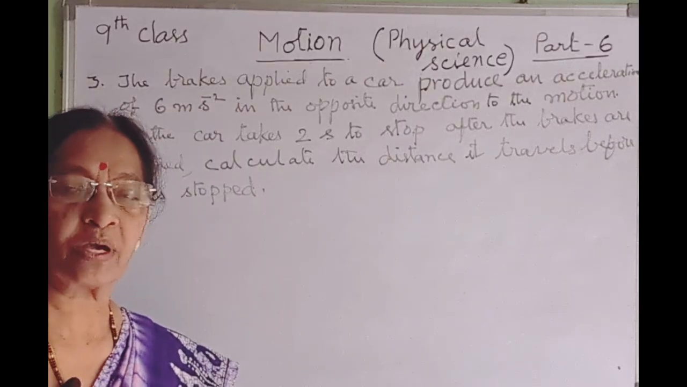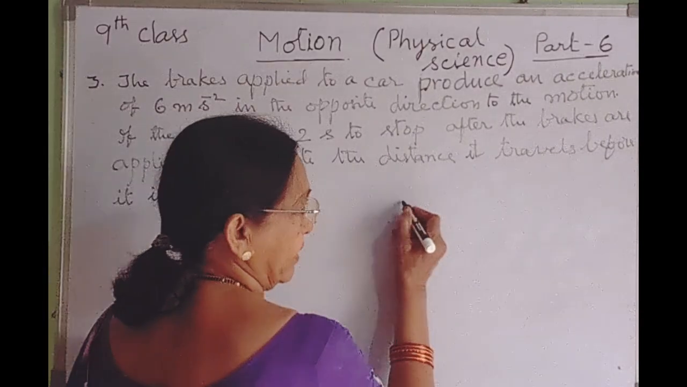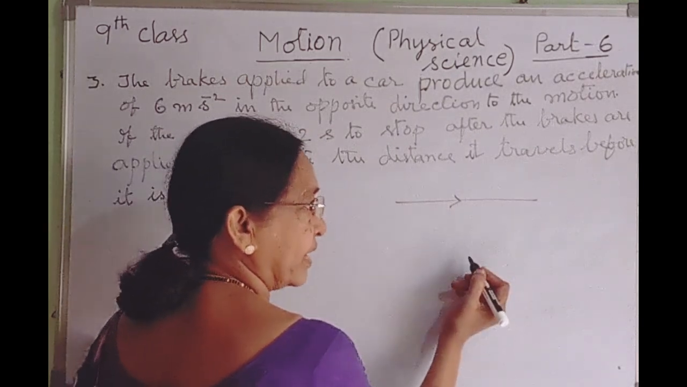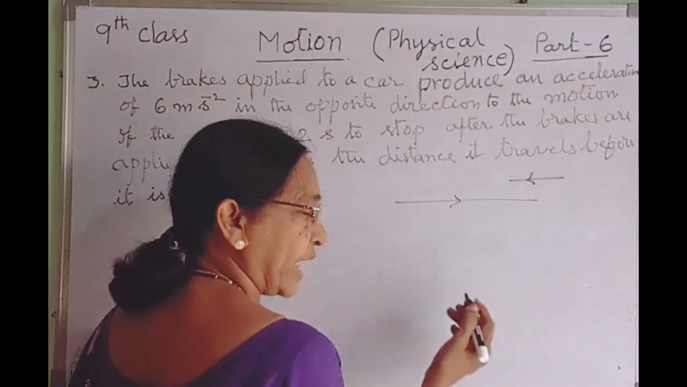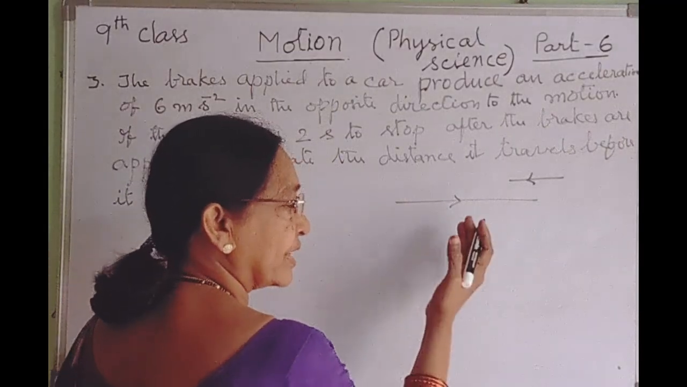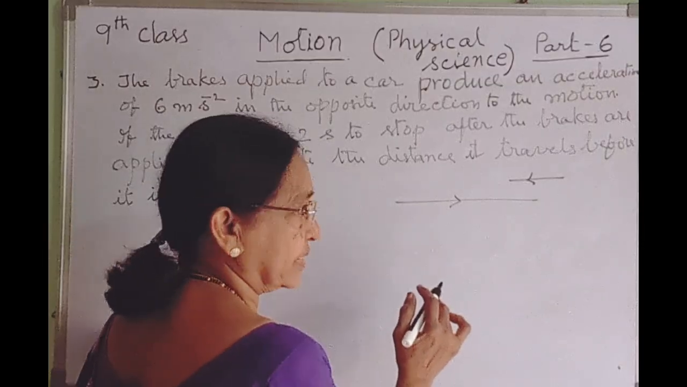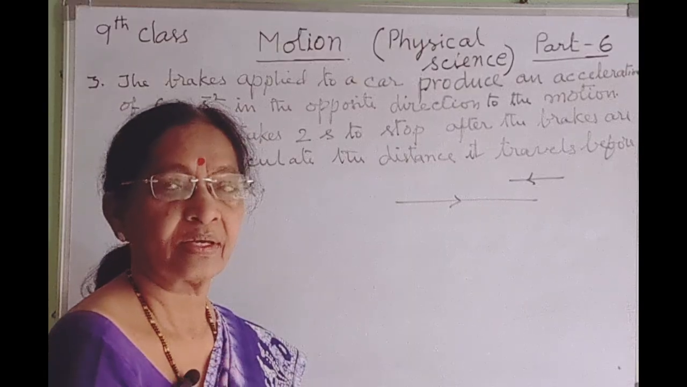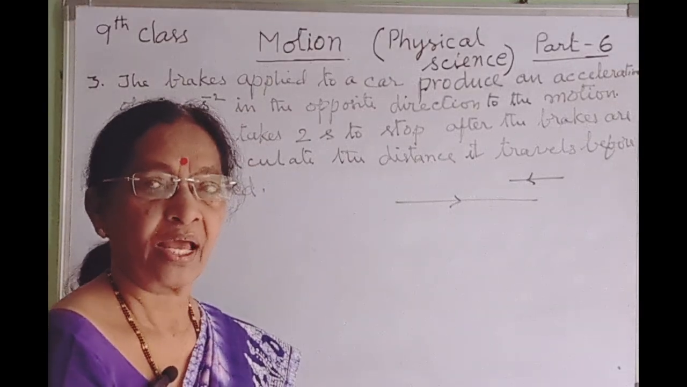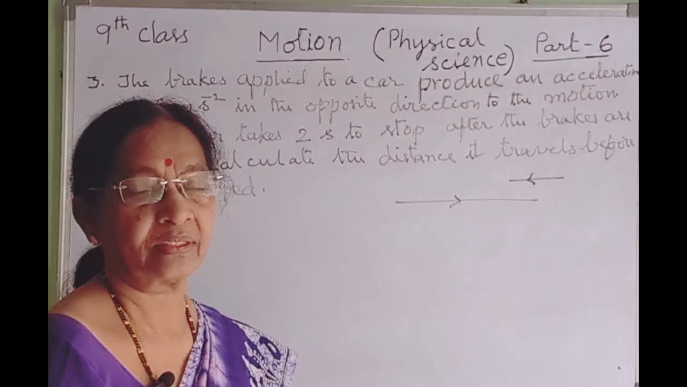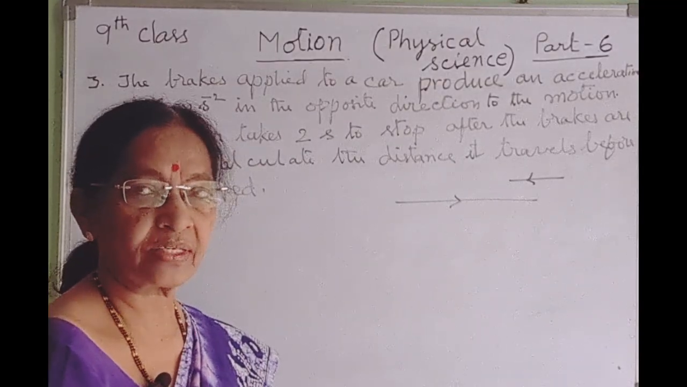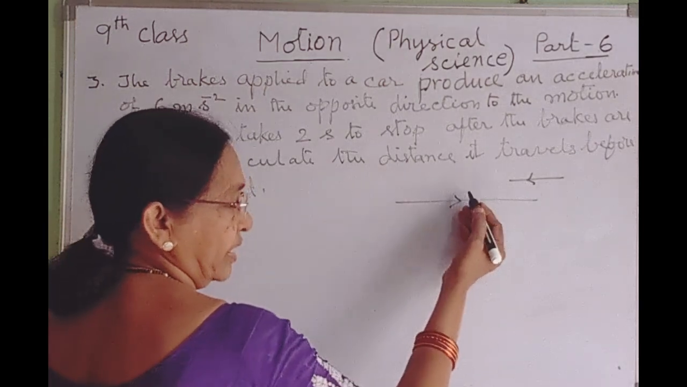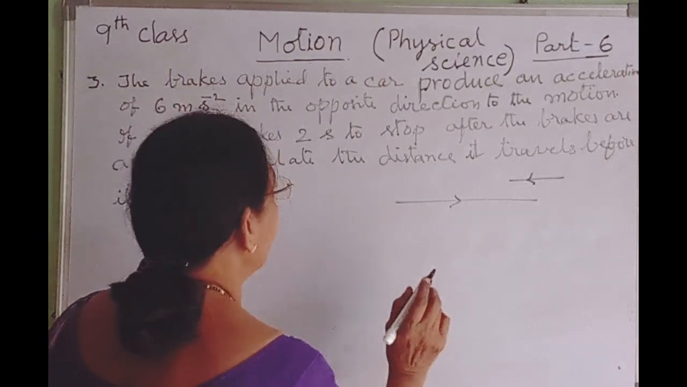The car or vehicle stops after some time. Therefore, when brakes are applied, if the vehicle is moving in this direction and brakes are applied, a force acts in the opposite direction, therefore brakes accelerate the vehicle in the opposite direction. That means the deceleration starts. Velocity starts reducing, which means acceleration will be in the negative sign. Acceleration acts in the opposite direction of motion.